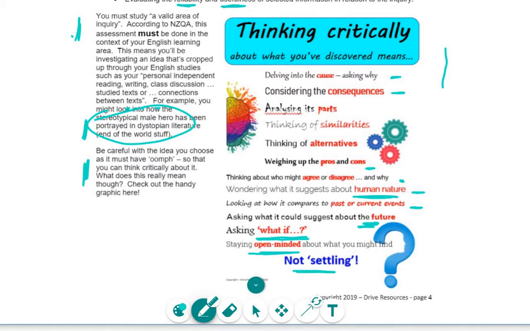So that basically means not settling. So don't settle for the obvious answer, or what you think the answer is, or the easy answer. You've got to keep asking questions, keep probing.